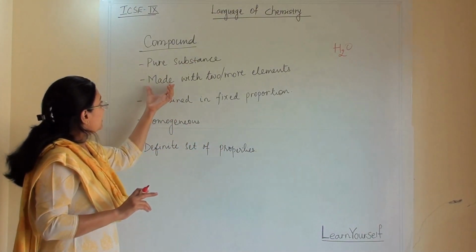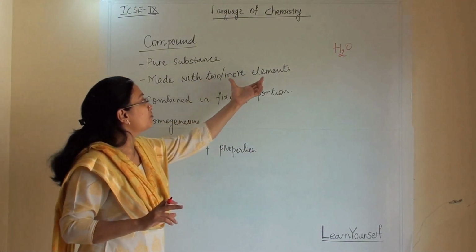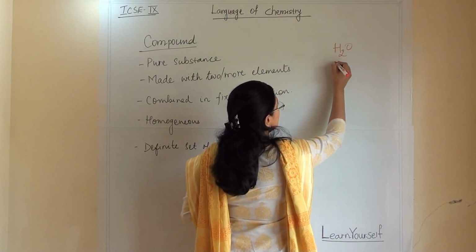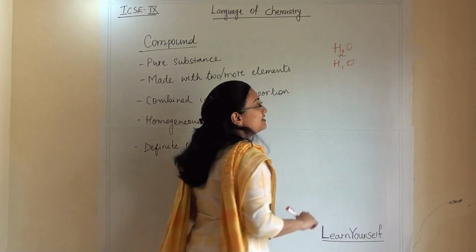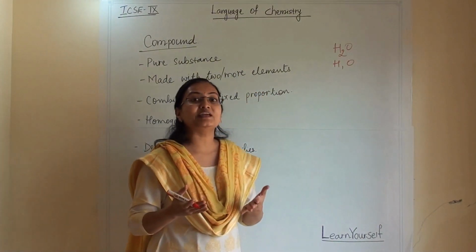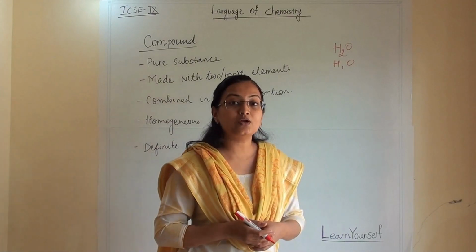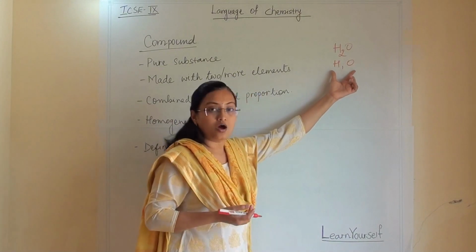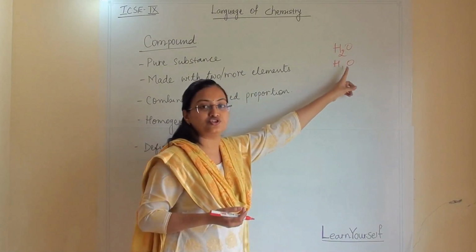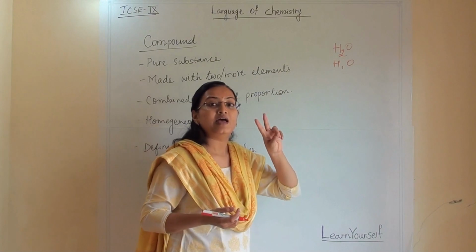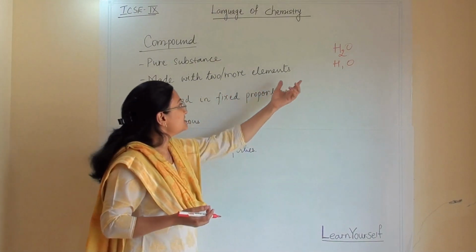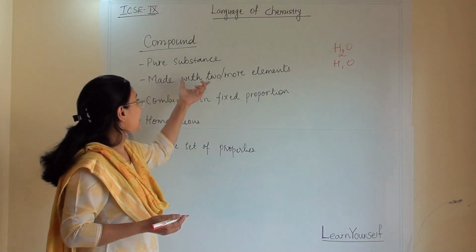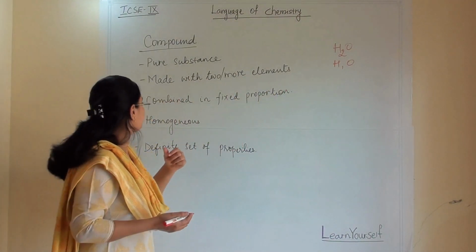Then second, it is made with 2 or more elements. If you see here, how many elements are there? First, hydrogen is there and oxygen is there. There are so many other compounds which are made with 2 or 3 elements. So here our compound is made with hydrogen and oxygen. So there are 2 elements which have made this compound. So the second characteristic of compound is it is made with 2 or more elements.